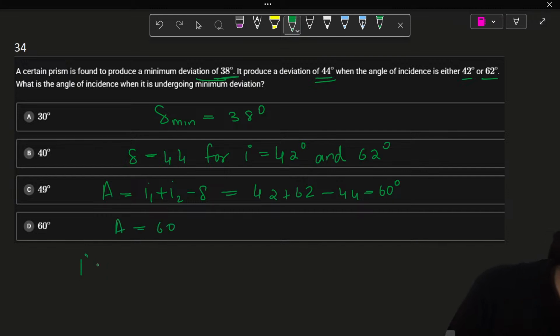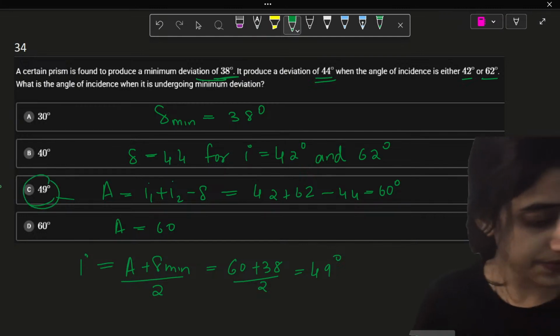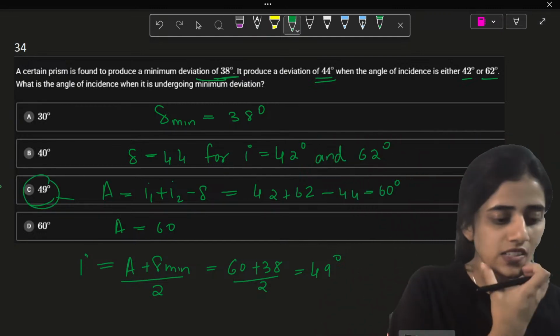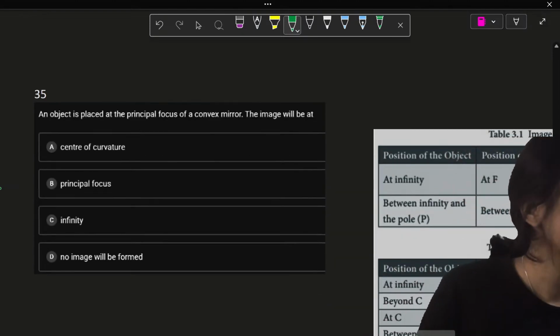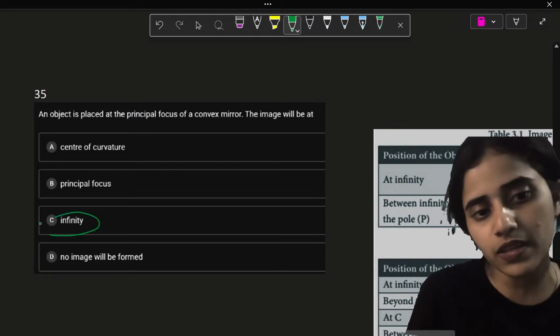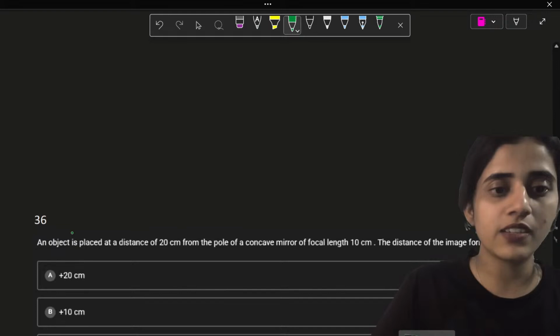So how much should your angle of incidence be? Angle of incidence will be (A plus delta minimum) by 2, which is (60 plus 38) by 2, which is 49 degree. So this would be the answer. Okay. So the next questions, you can all work it out by yourself. I will just tell you which option the answer is. So for question number 35, the answer will be infinity. You can try to do it and you should get infinity.